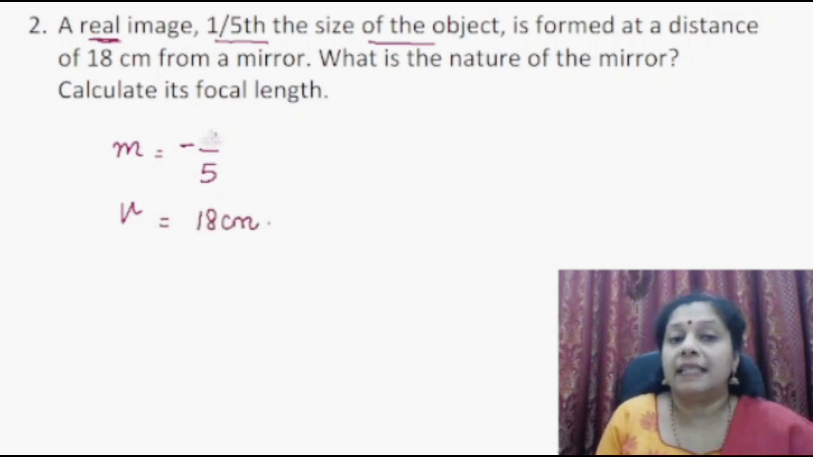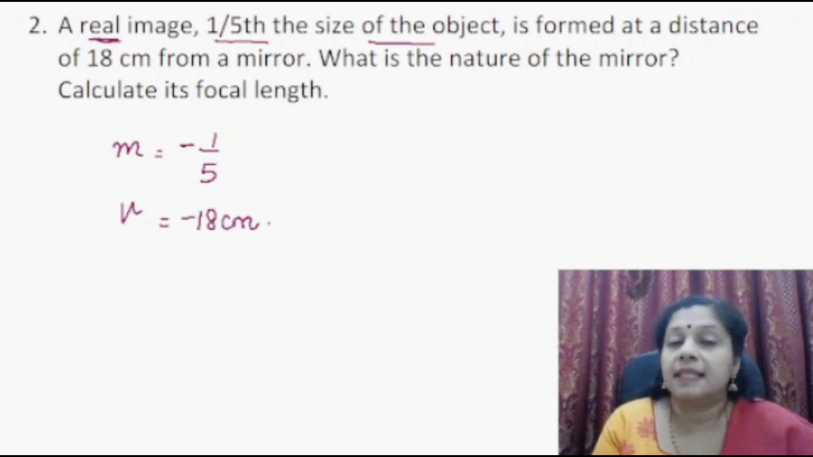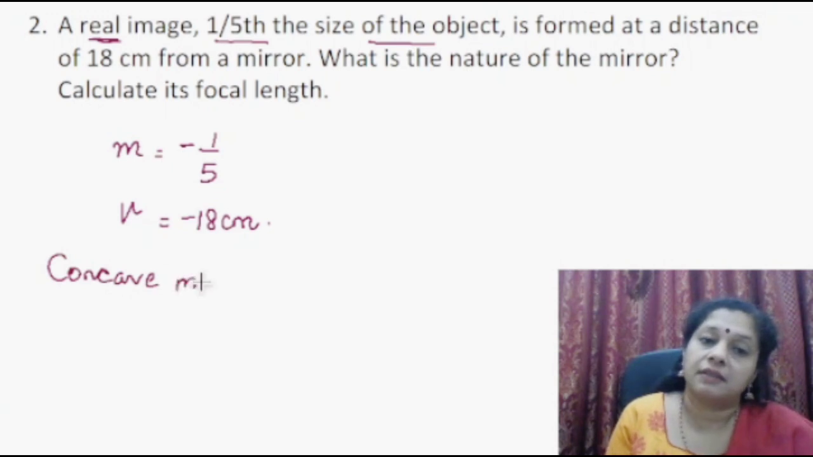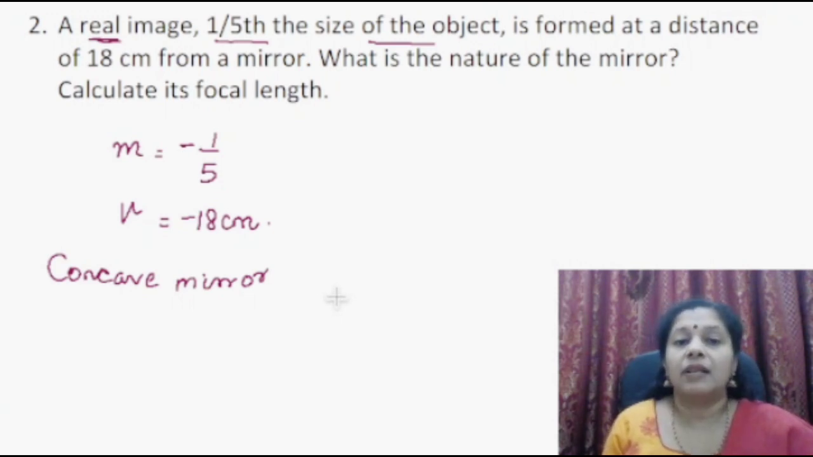So we know that it is a real image. Real images are formed always on the left side of the mirror. So it is minus 18 centimeter in case of mirror. What is the nature of the mirror? So here we know that first of all it is diminished. So we know that diminished can be convex or concave mirror, but since it is a real image we know that it can be a concave mirror only because concave mirror only can produce real image. Because convex mirror always produces virtual and erect images even though it is diminished. Then calculate its focal length.